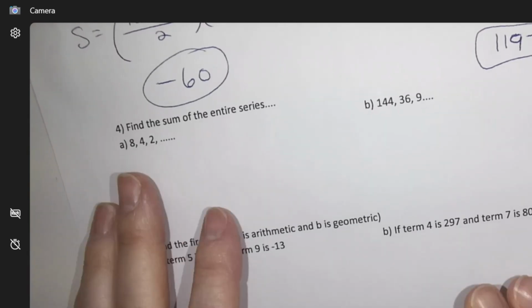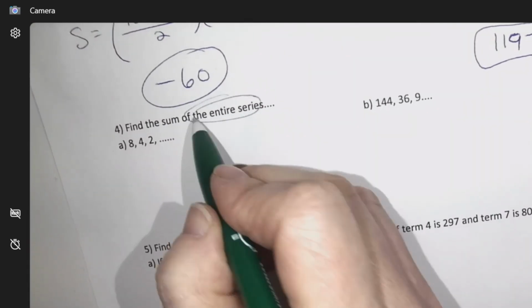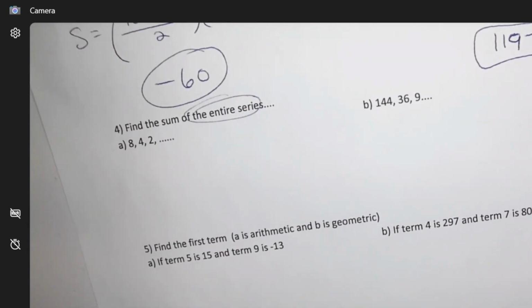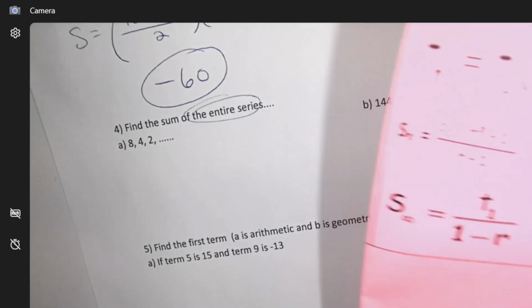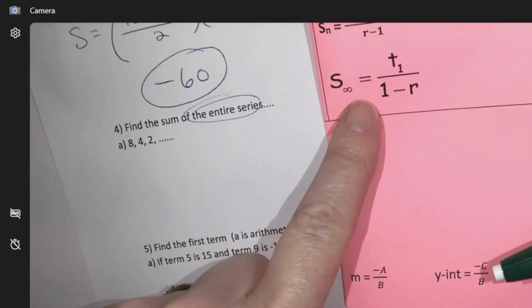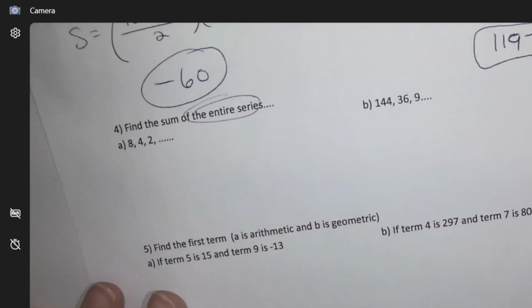Okay, this one, find the sum of the entire series or sequence. What does that mean? The infinite formula, and you can only do it with geometric, and you can only do it when your geometric is getting smaller, smaller, smaller, which means your r is going to have to be a fraction, right, or a decimal.